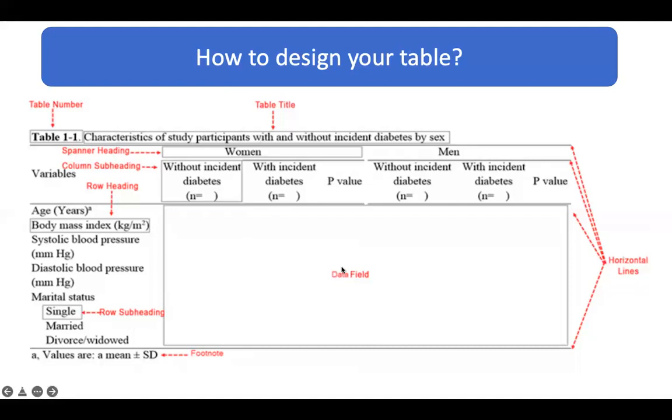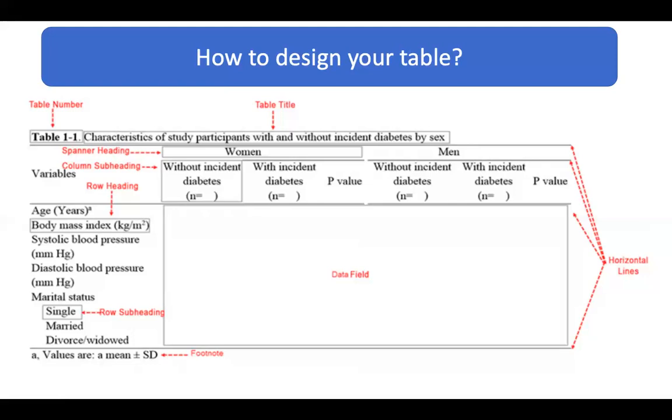The field of data should be empty like this. Nothing here, no lines like that, no lines like this. Only you have this line to separate this column from the others, and one like this, and the rest is free. No data here. Only you fill in the numbers.